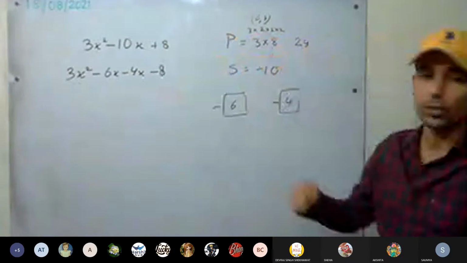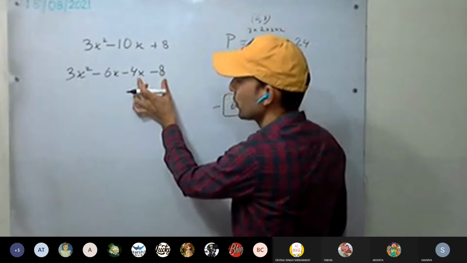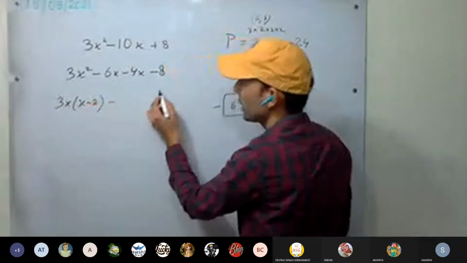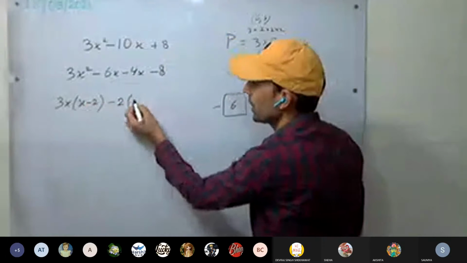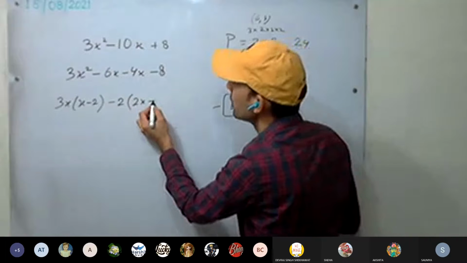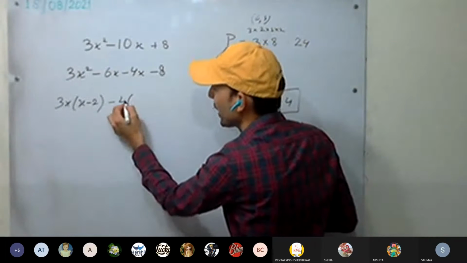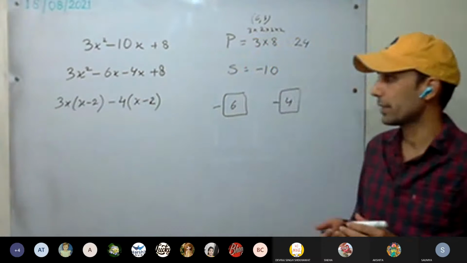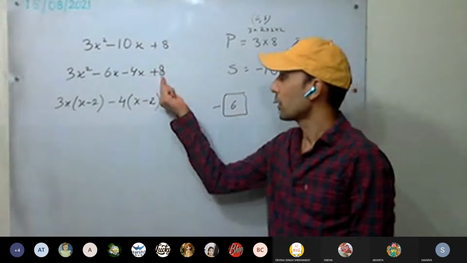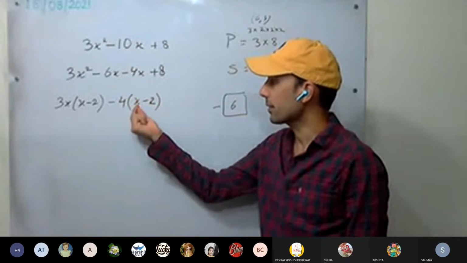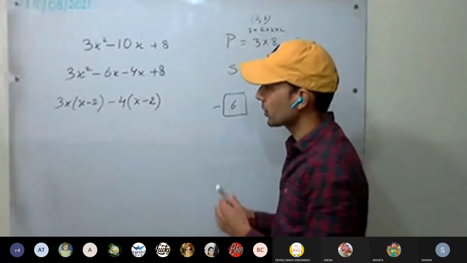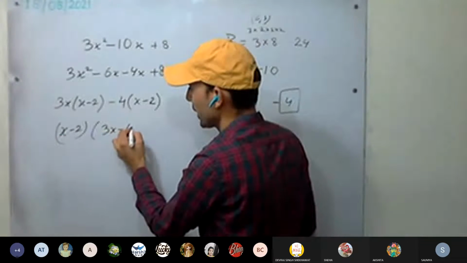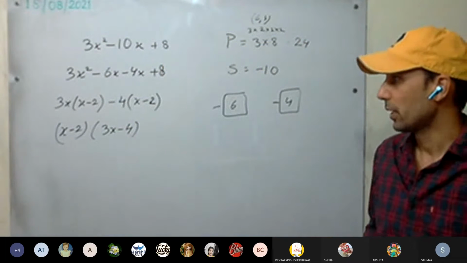Okay, factorize: take the common out, group them. Group the first two terms and the last two terms. What is common in the first two terms? 3x, x minus 2. What is common here? Minus 4 is common, x minus 2. So minus 4 we have taken outside, x, and here minus 2 will be there. Now what is common between these two terms? x minus 2 is common. We take it out. What is remaining? 3x minus 4. Have you all understood?